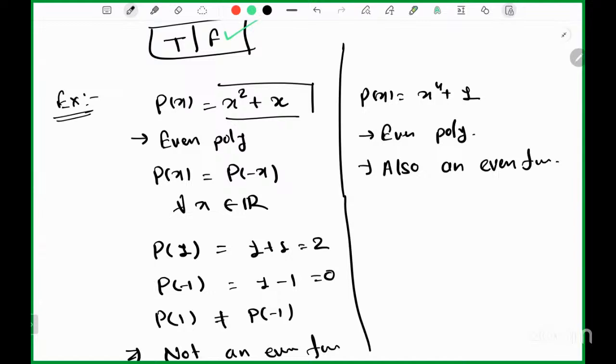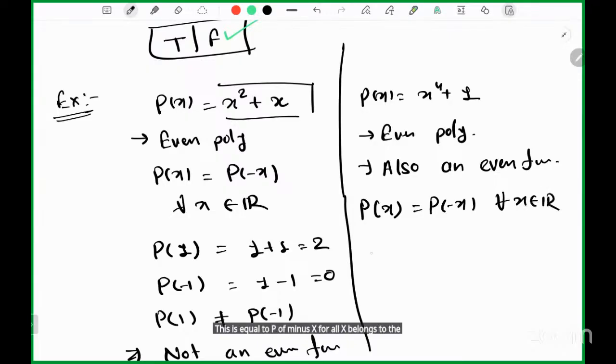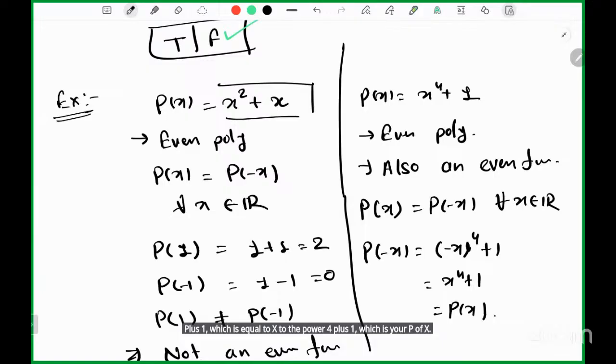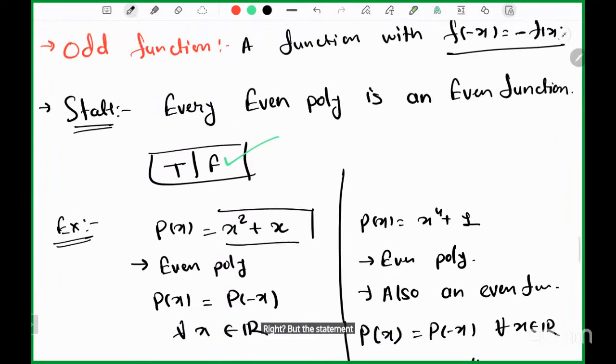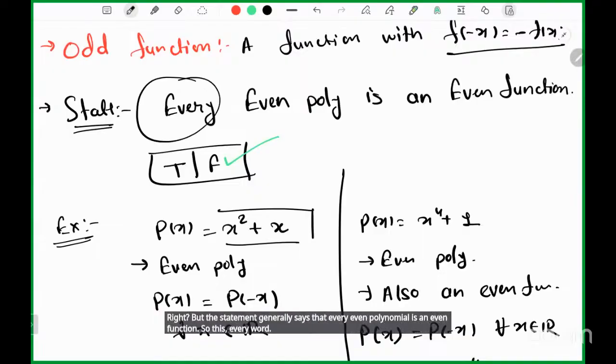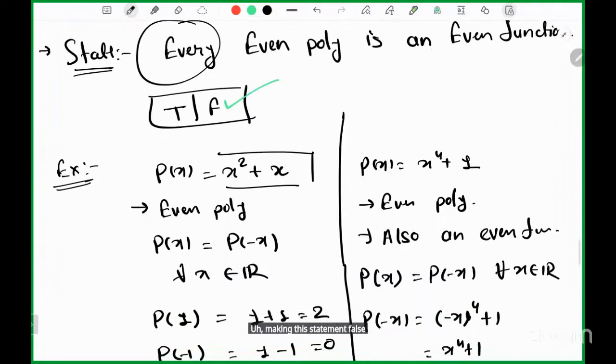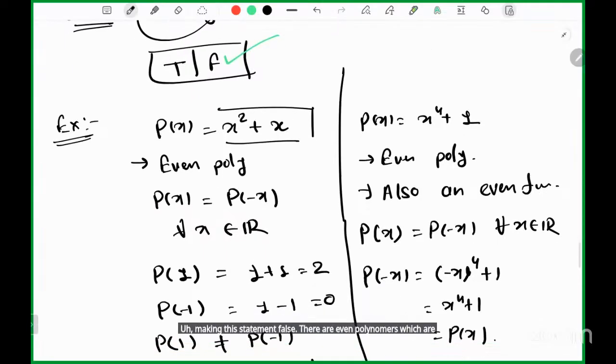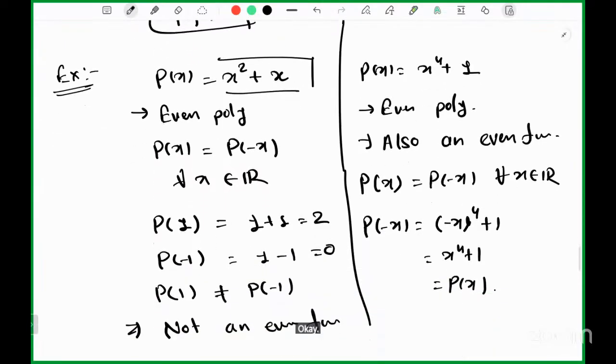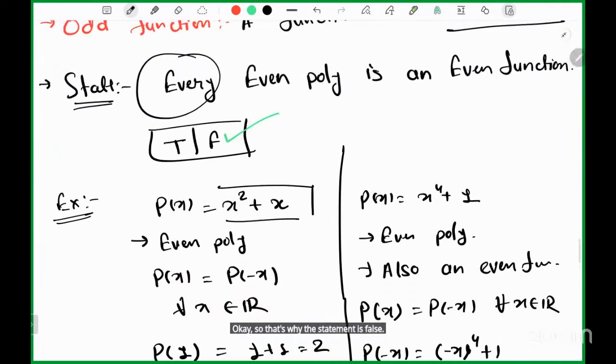Why is it an even function? Because if you consider p of x, this is equal to p of minus x for all x belonging to real numbers. Why is that? Because if you take p of minus x, that's equal to minus x to the power 4 plus 1, which is equal to x to the power 4 plus 1, which is your p of x. Right? But the statement generally says that every even polynomial is an even function. So this word 'every' is making this statement false. So there are even polynomials which are not even functions. So that's why this statement is false, because of the word 'every'.